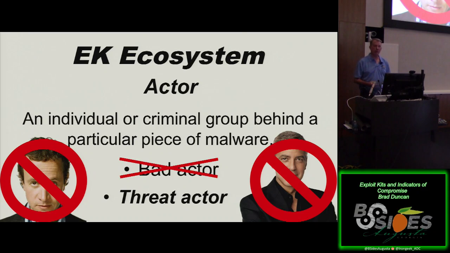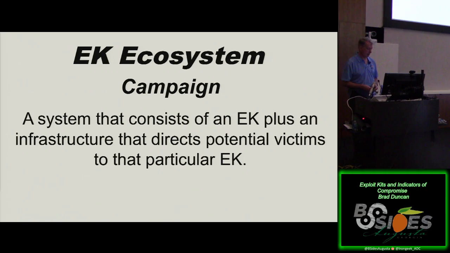So a campaign is a system that consists of an exploit kit plus an infrastructure that directs potential victims to that particular exploit kit. So you have to have a campaign set up if you have an exploit kit. And that's what some people don't understand. You see an alert for an exploit kit, and you think, well, I got hit by Neutrino, or I got hit by Rig exploit kit and it sent that malware.